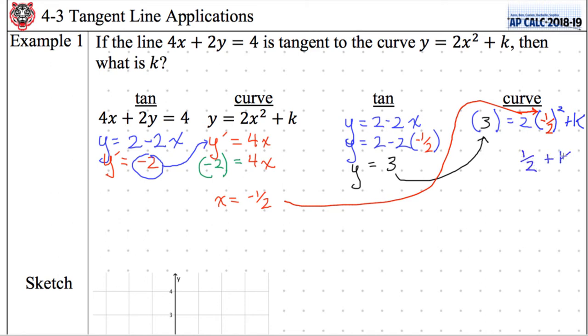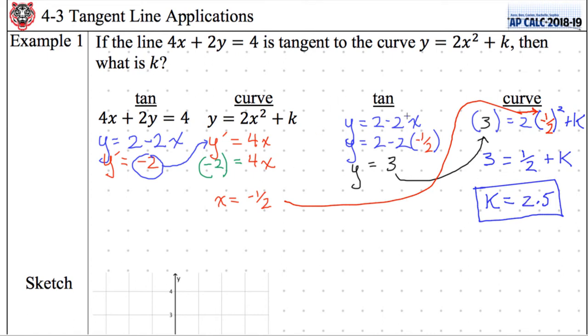1/2 plus k is equal to 3. And then therefore, k is equal to what? 2.5. And let's box it because that was our final answer. What is k? K is 2.5.